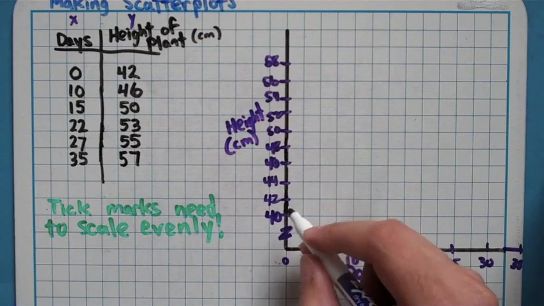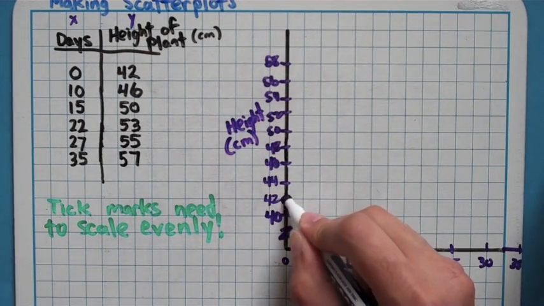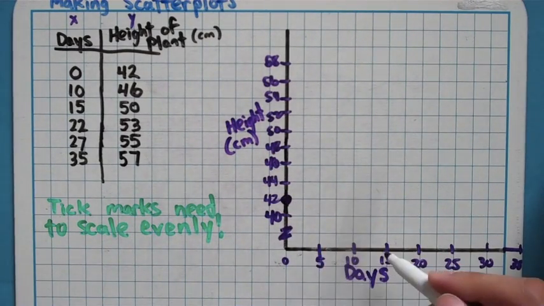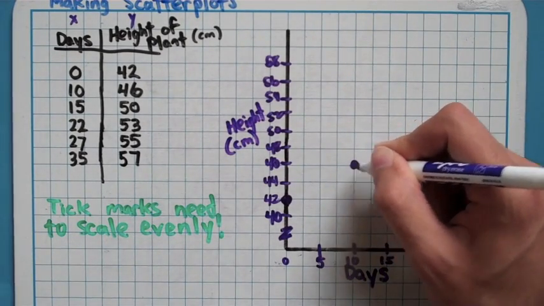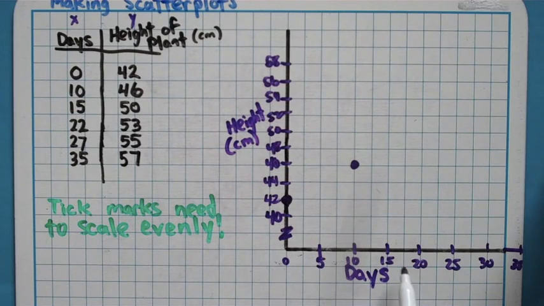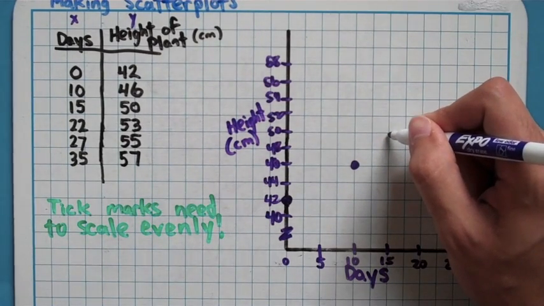So for instance, we had 0 comma 42, we had 10 comma 46, and it's going to keep going like this. So I'm just going to plot your points right here. I'm going to probably fast forward this part in the video so you guys don't have to watch me plot a bunch of points.